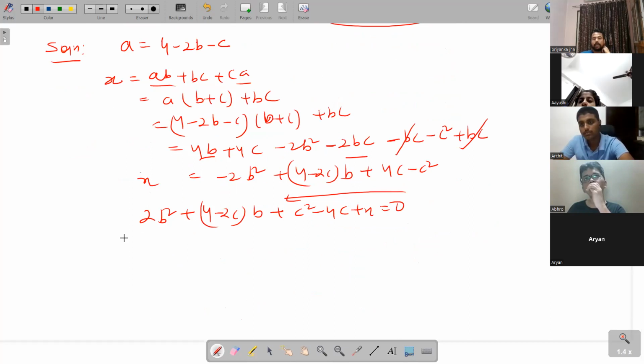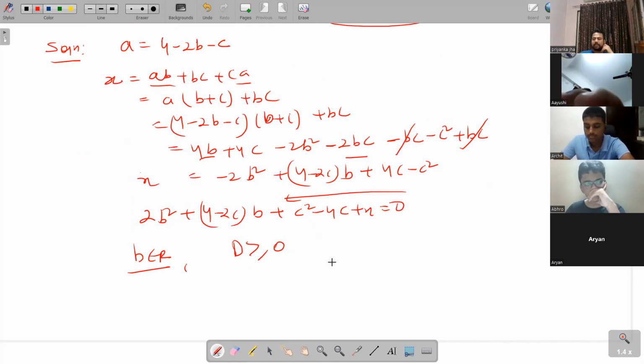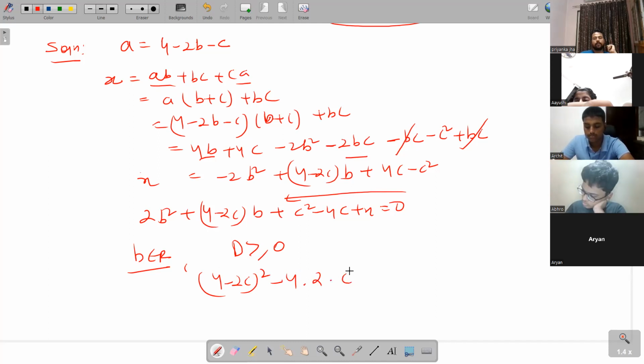Now see, this is a quadratic in B and B is real. So B has to be real. It means that both roots of this quadratic must be real. They may be distinct or the same, that does not matter, but both roots have to be real. So the discriminant has to be greater than or equal to 0. So just use that: B squared minus 4AC has to be greater than or equal to 0.